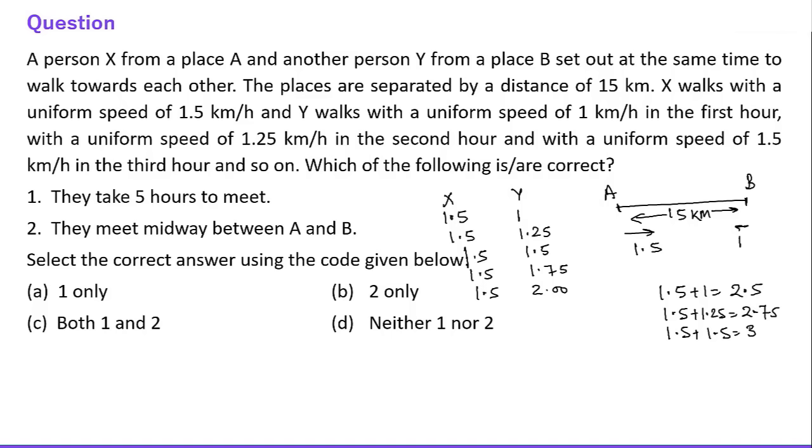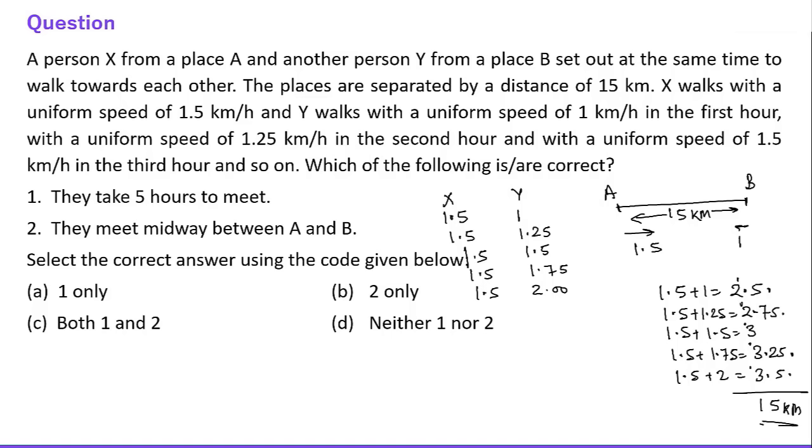They will be reducing the distance by 3 km. Fine. And then 1.75, it is 3.25, and then 1.5 plus 2, this will be 3.5. Just add all of them once. So 2.5, 2.75 makes 5.25, plus 3 is 8.25, plus 3.25 is 11.5, plus 3.5 is 15. So again, 15, right?